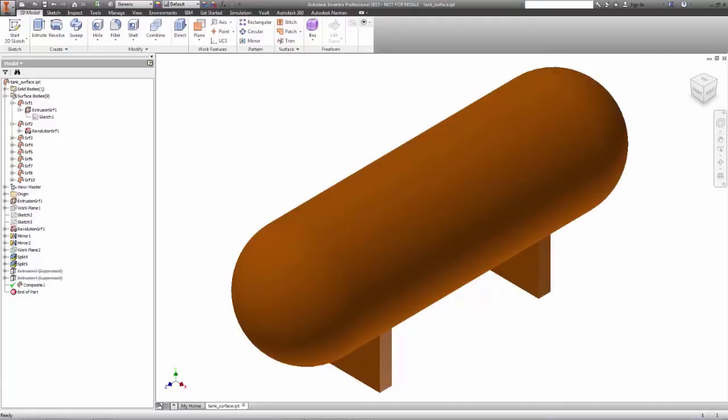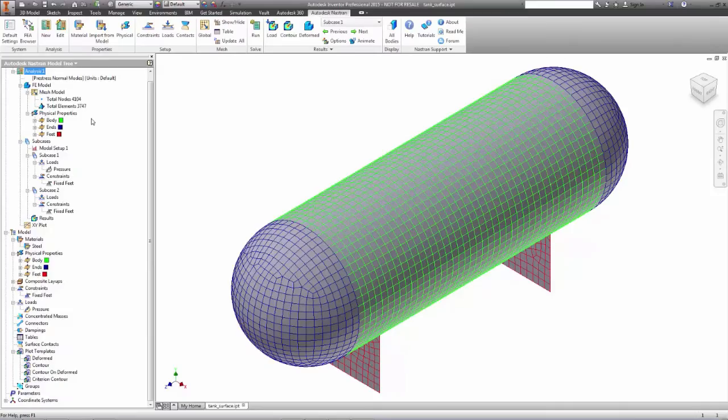Since a standard modal analysis cannot account for applied loads, Autodesk Nastran In-CAD provides a specific tool for capturing the true stiffness when complex loading is present. During this video, we'll illustrate this with the tank model.